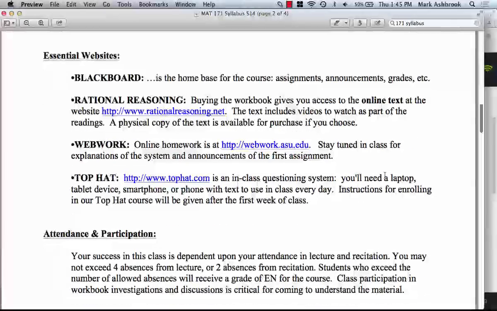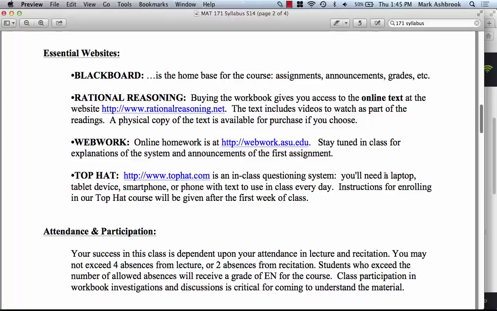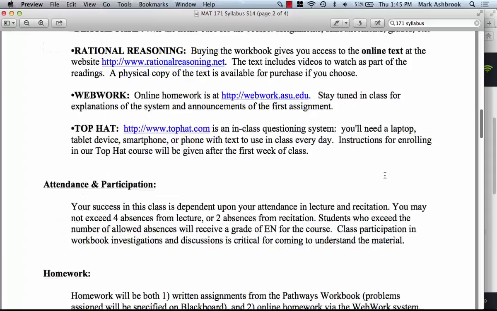All right, essential websites. These are the 4 websites that we'll be using throughout the course. Blackboard, of course, is our home base. Rational Reasoning is where the online text is, and we're going to delay that a little bit because there's lots going on and I don't want to overwhelm you. WebWork you've already found. You had your assignment due this morning. Top Hat we just took care of today.